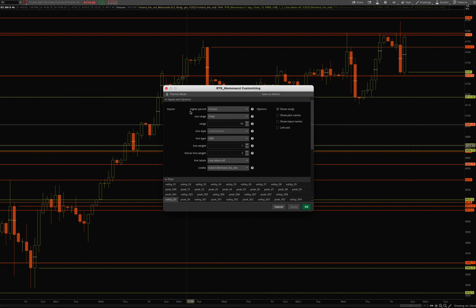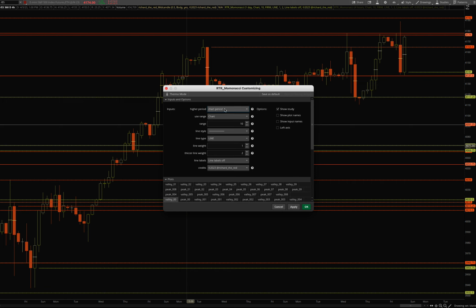Some of the other things in the study: when you first come into the study, it's going to default to chart period. What that means is that if the higher period is set to chart period, it's going to use candles from whatever the current chart period is. So if you're on a 30-minute chart, it's going to use 30-minute candles to find the significant candles that it draws the lines based on.